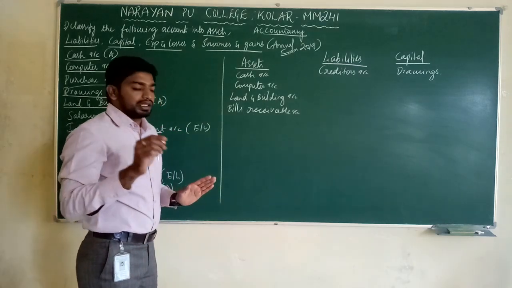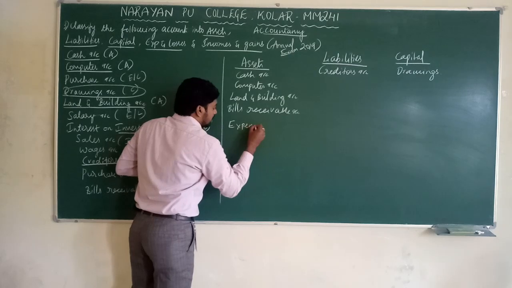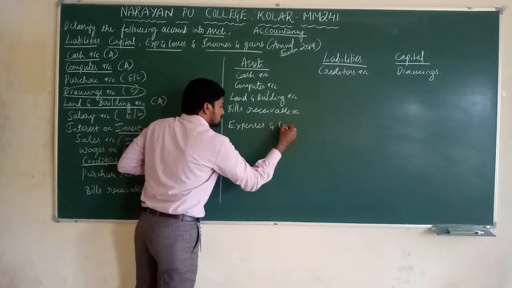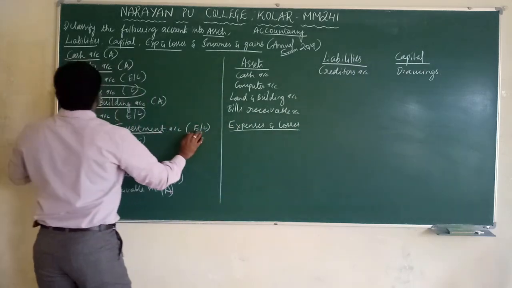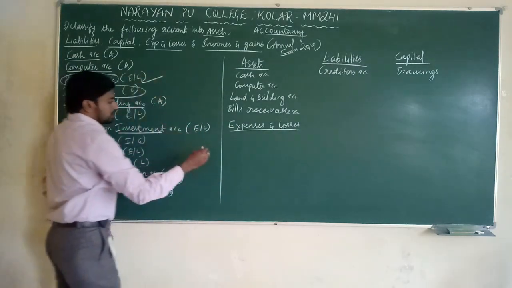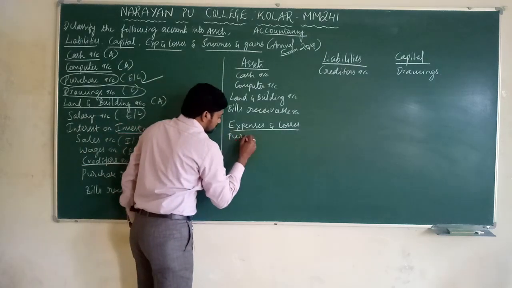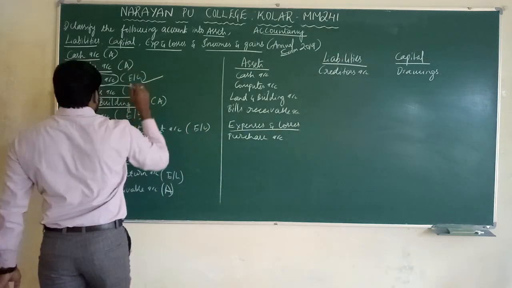What is the next? The next is expenses and losses account. Write down the heading expenses and losses account. Write down number 11. Which items come under expenses and losses account? Purchase account comes under expenses and losses account. Purchase account is expenses and losses.